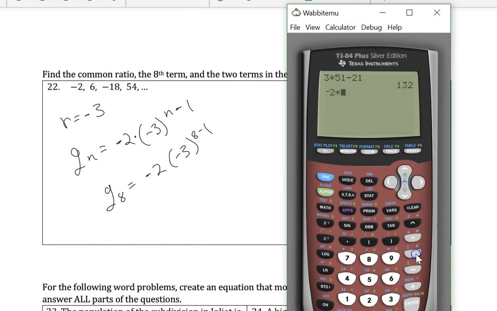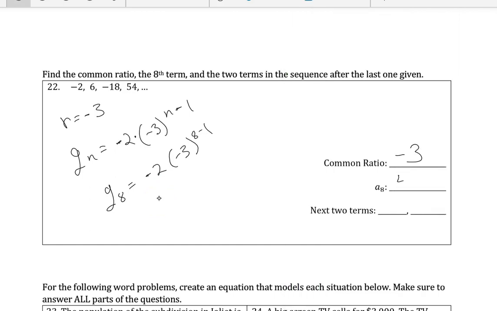Negative 2 times negative 3, and then 8 minus 1 is just 7. So we get 4,374. Copy that down. All right, good.